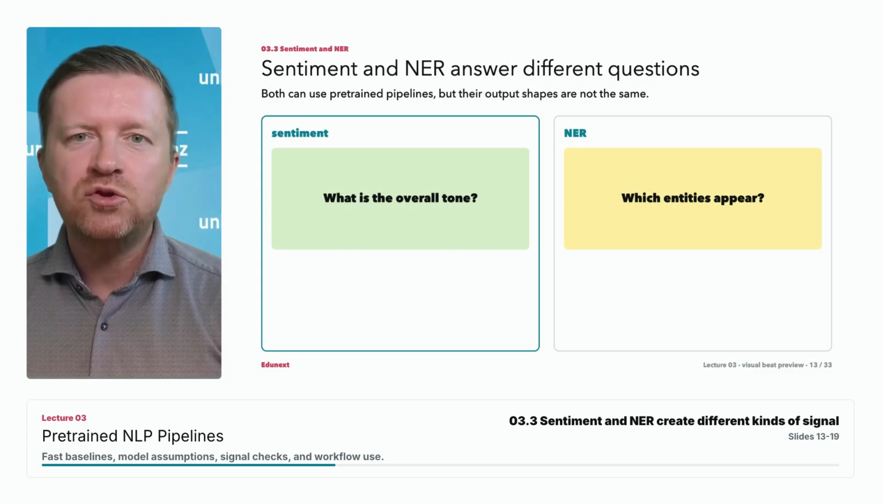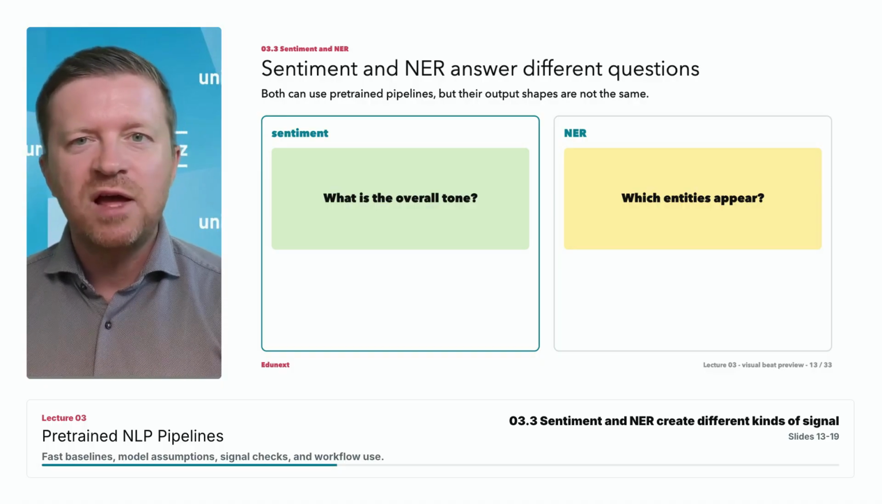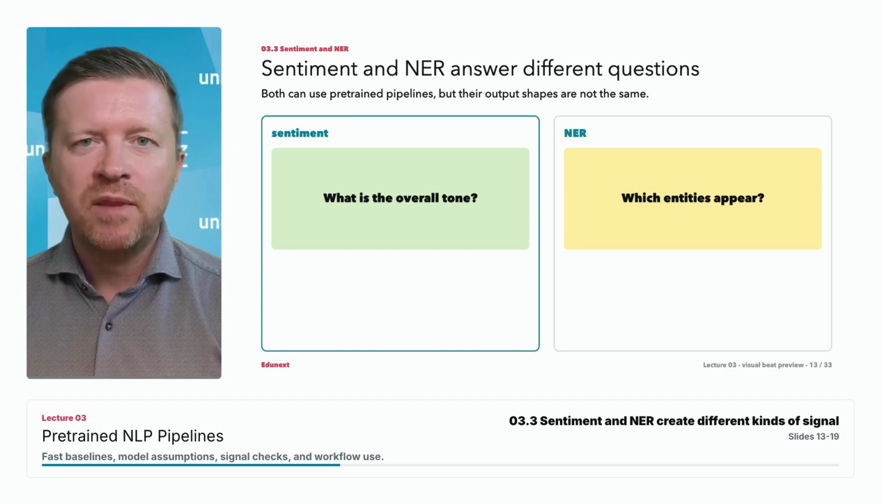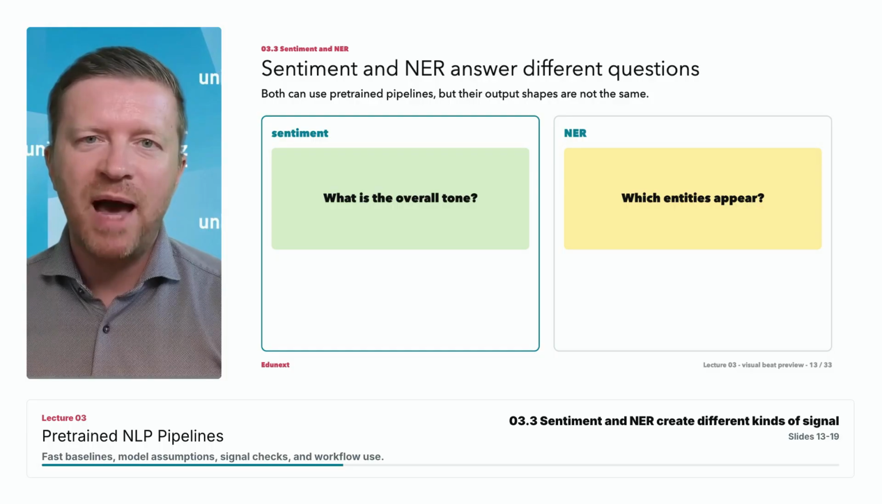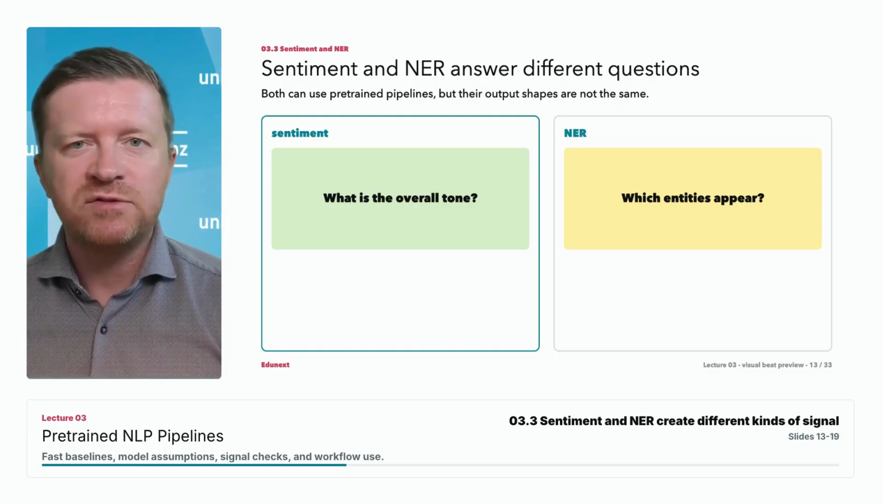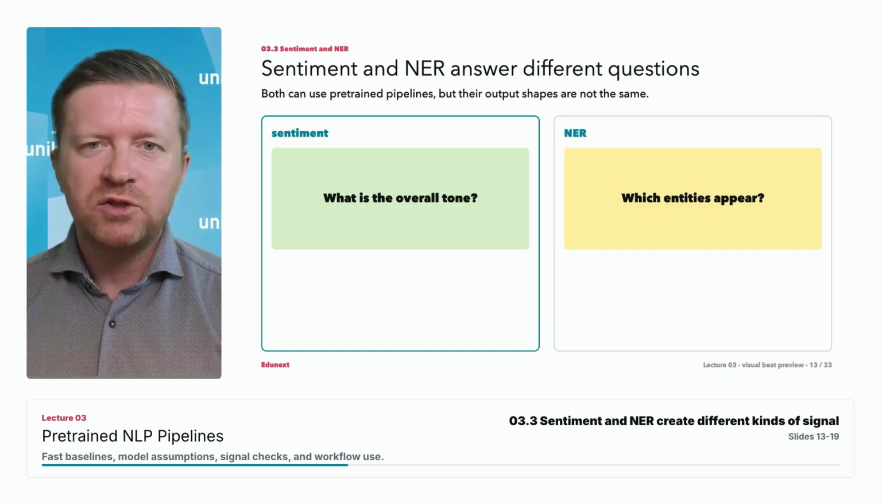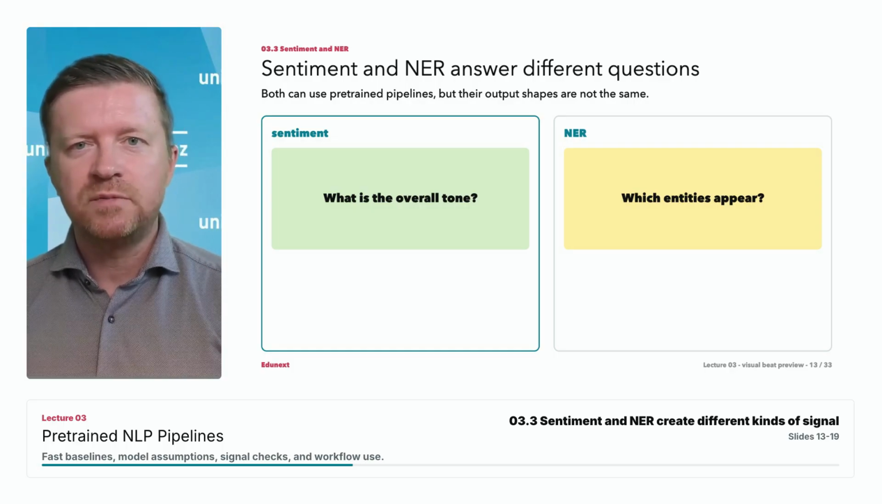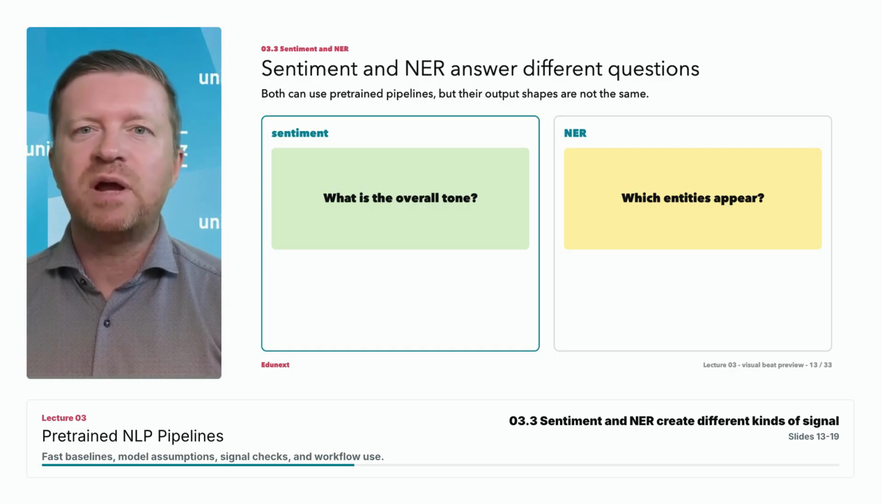Now let us compare two common pipeline tasks, sentiment analysis and named entity recognition. They are often introduced together because both can be run with a pre-trained pipeline, but they answer different questions and they produce different kinds of signal. Sentiment analysis looks at the whole text, or at least at a full sentence or document, and assigns an attitude to it. The output is usually a label and a score.